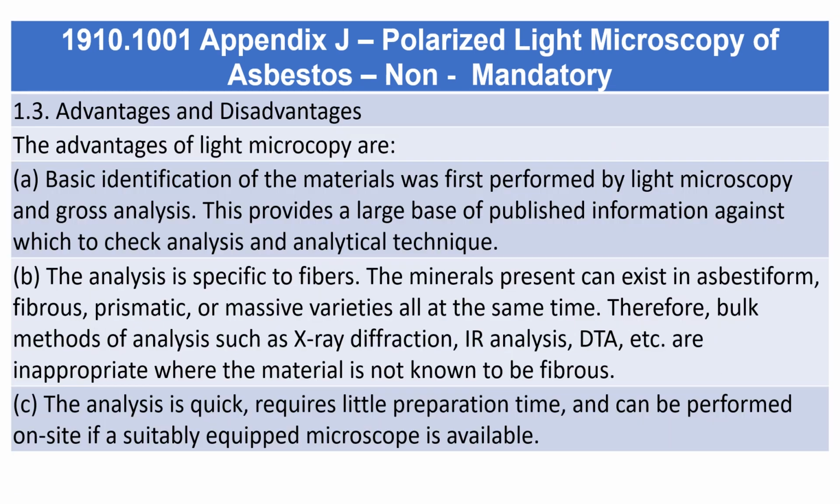1.3 Advantages and disadvantages. The advantages of light microscopy are: A. Basic identification of the materials was first performed by light microscopy and gross analysis. This provides a large base of published information against which to check analysis and analytical technique. B. The analysis is specific to fibers. The minerals present can exist in asbestiform, fibrous, prismatic, or massive varieties all at the same time. Therefore, bulk methods of analysis such as X-ray diffraction, IR analysis, DTA, etc., are inappropriate where the material is not known to be fibrous.